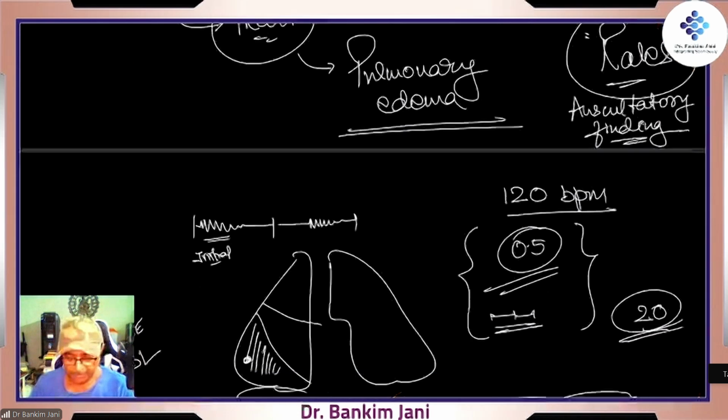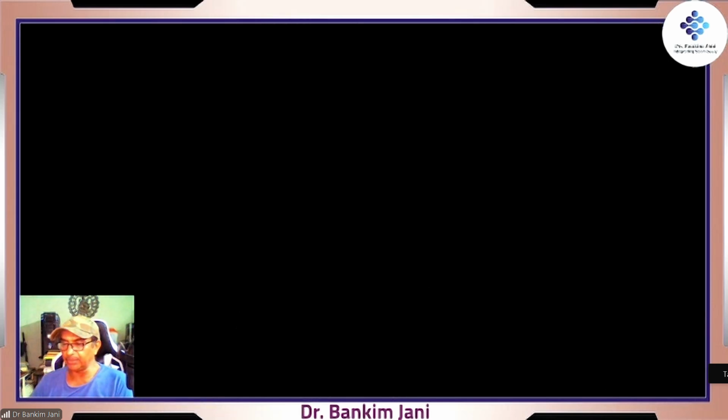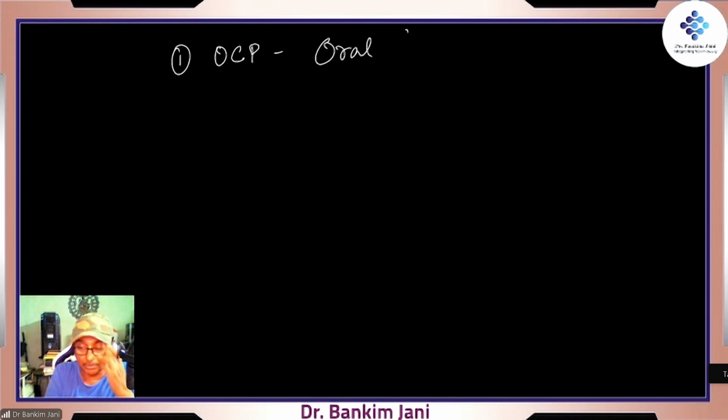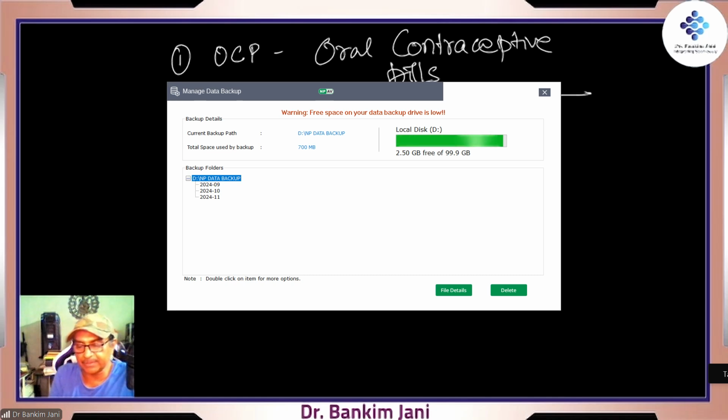Okay. The next is when you are taking history, you will ask your patient whether the patient is on two things. One, OCP, oral contraceptive pills. You see, oral contraceptive pills are what? They are a combination of estrogen and progesterone, right?